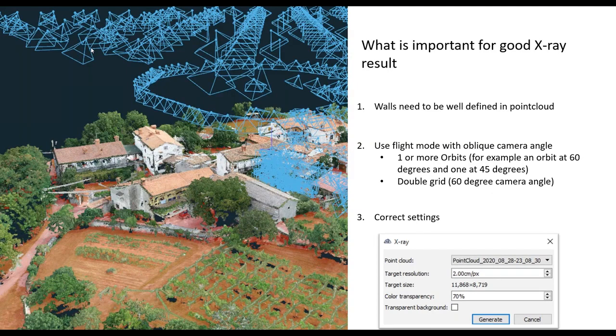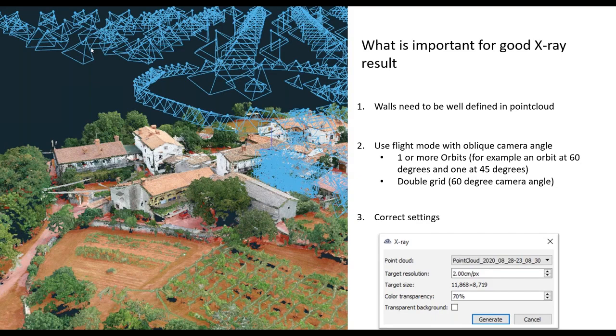You can also use the double grid flight mode with, for example, a 60-degree camera angle, and you can use that one if you have a larger area and you would have to use too many orbital flights. You can also combine orbits and double grid, but this is already probably more than what we need. We need to have photos recorded so that we can see the walls of objects in 3D.